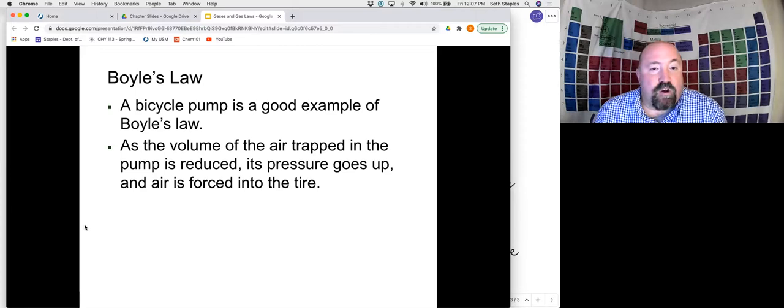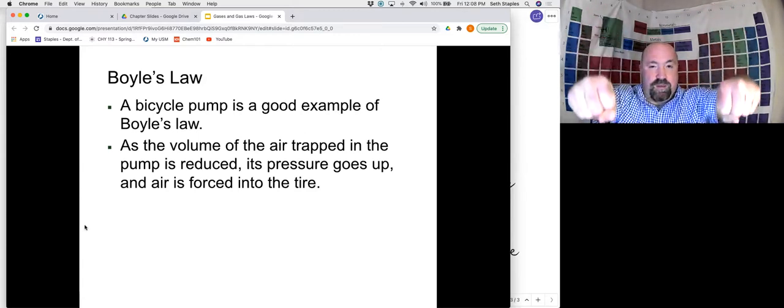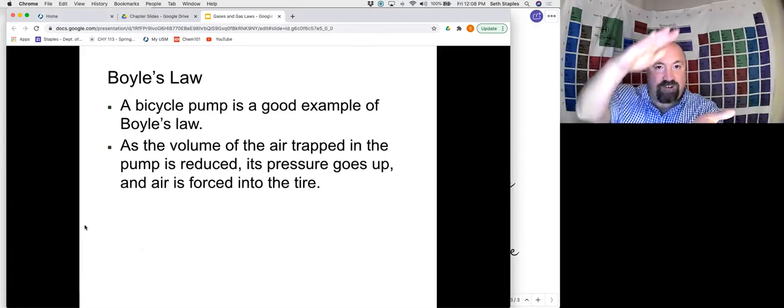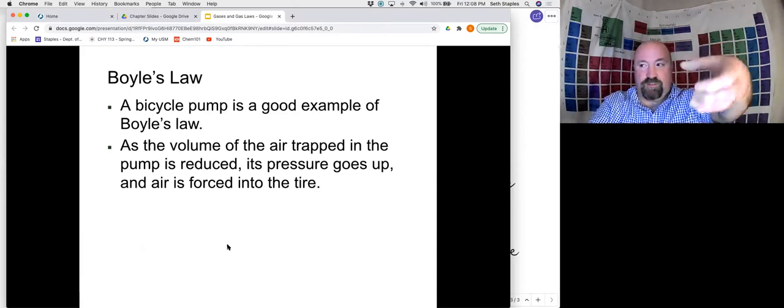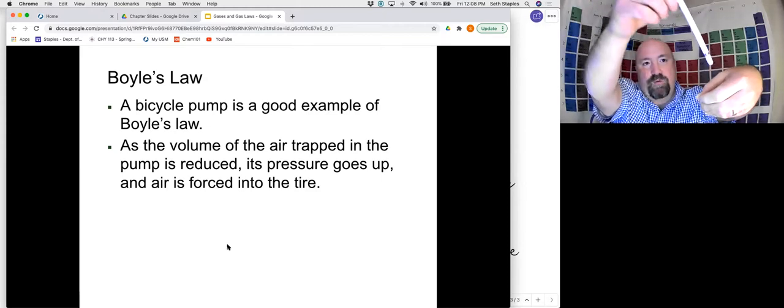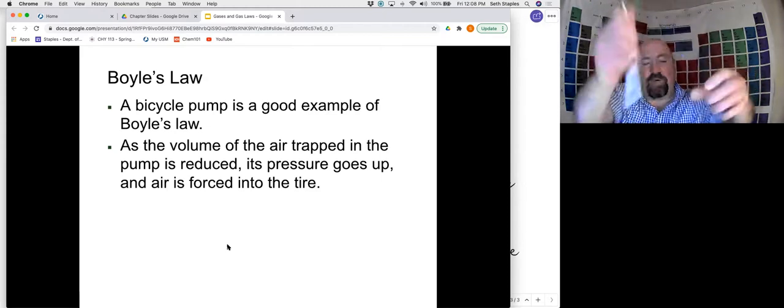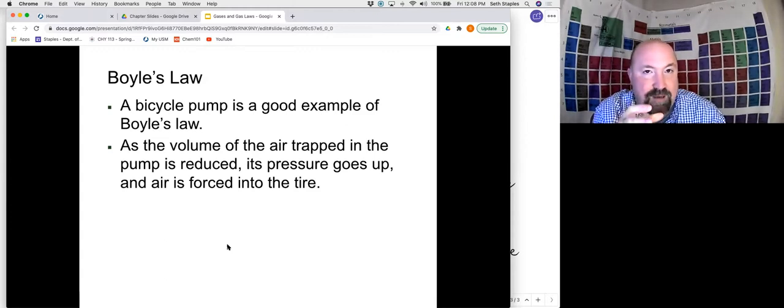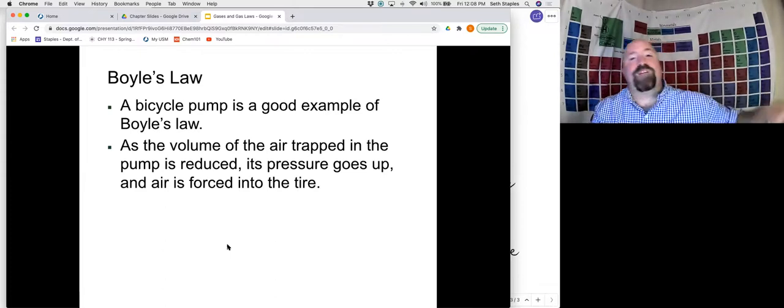A good example of Boyle's law in use is a bicycle pump. As you're pumping up a bicycle tire, as the volume of air trapped in the pump is reduced, the pressure goes up. And so as I'm pushing down, the volume is actually being reduced. So here's the shaft of the tire pump. You have a piston in there, which is being pushed down. As that piston moves down, the volume of space within that pump decreases. When that happens, the pressure is going to go up, and that forces the air to then go into the tire.